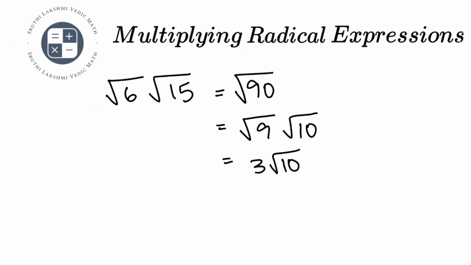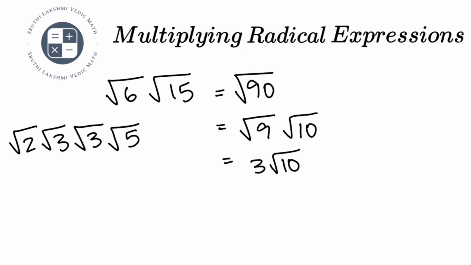We can factor these out before multiplying them. Root 6 can be written as root 2 times root 3, and root 15 can be written as root 3 times root 5. And root 3 times root 3 is 9, and the square root of 9 is 3. So that means we would have 3 times root 2 times root 5, which also equals 3 root 10.